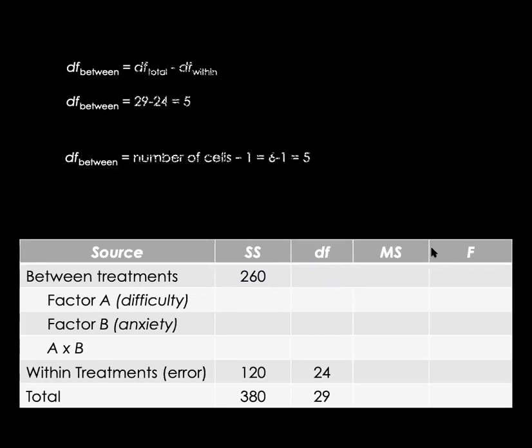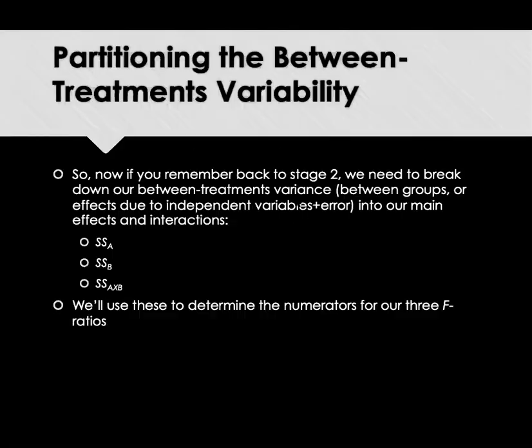Now we need the degrees of freedom. Same thing, you can take the total minus the within. So 29 minus 24 is 5. You can also, for degrees of freedom between, take the number of cells minus 1, or k minus 1. So 6 minus 1 is 5. And again, these are two different ways to compute the same thing. I recommend doing both of these just to make sure that you are getting the same answer. Put it in the ANOVA summary table.